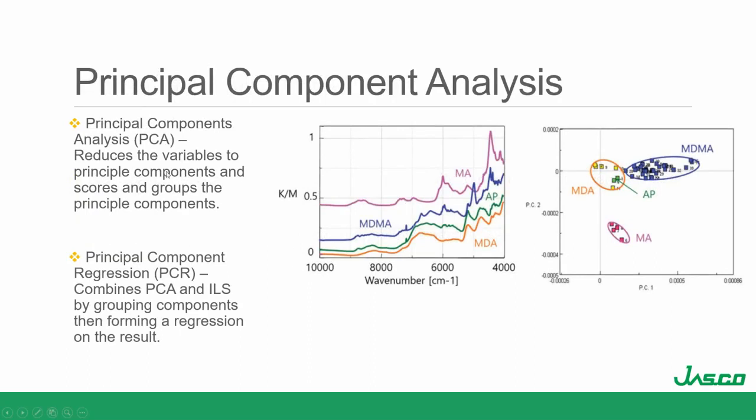I'm just going to go over principal component analysis. Most of these we don't necessarily use on the microscope as much, but principal component analysis is pretty important for the next slide. It reduces the variables to principal components, so it scores and groups them. In this case, all the MAs are grouped together, the APs are grouped together, and the MDMAs are grouped together. What that means is the software found these groups, recognized them, and then labeled them based on a library search.